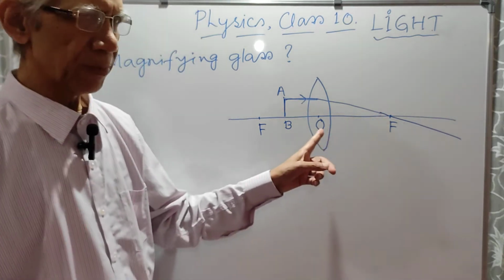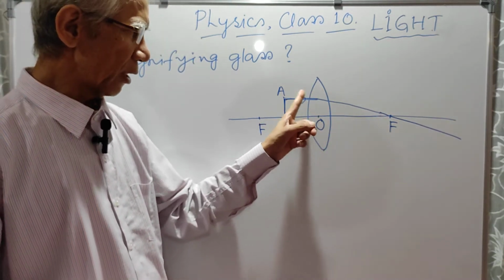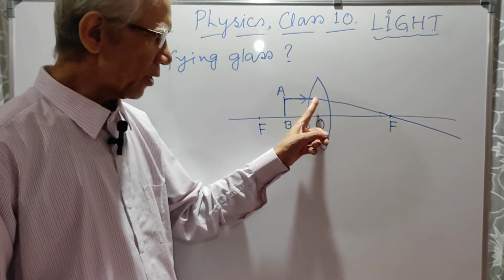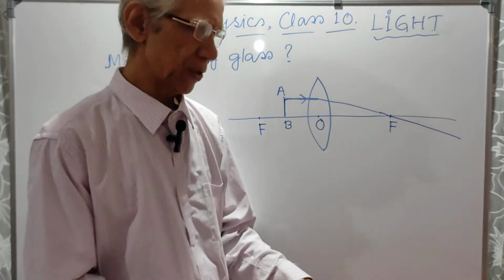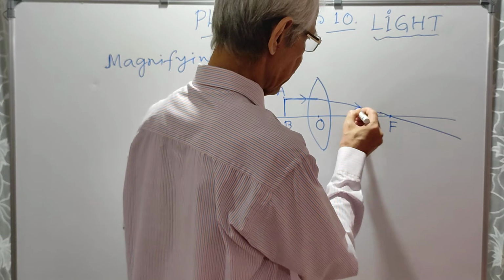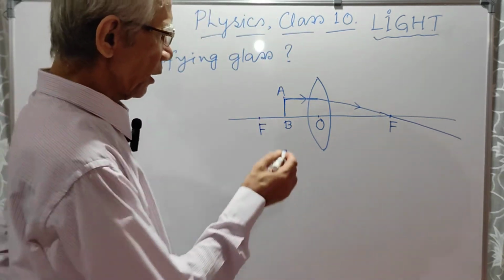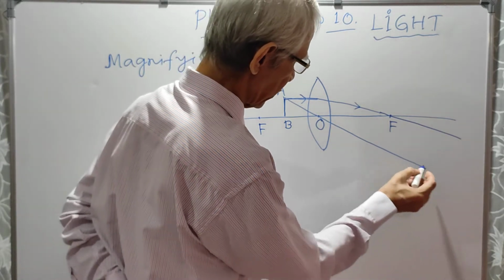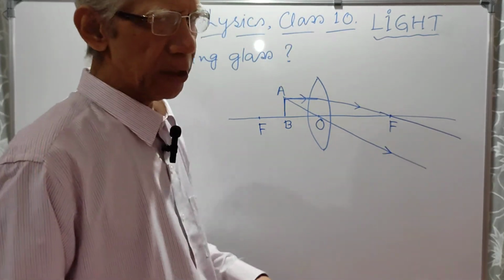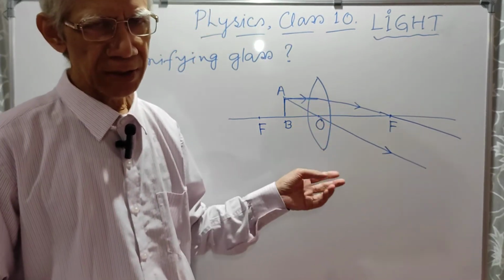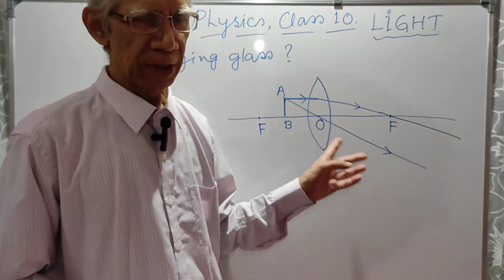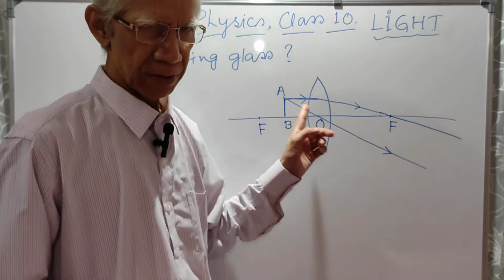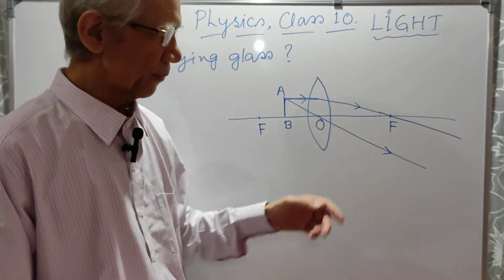So, this is the focus of this lens. This ray parallel to the principal axis will pass through the lens and then pass through the focus. All right. Then another ray through the optical center will go straight. Any ray through the optical center of a lens is not deviated, it goes straight. So, this ray is going straight through the optical center.